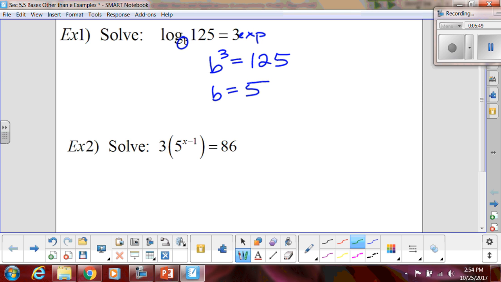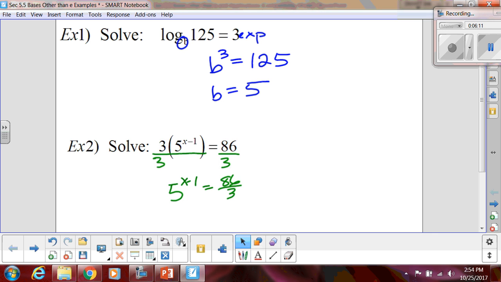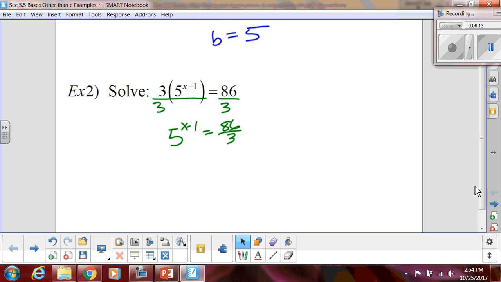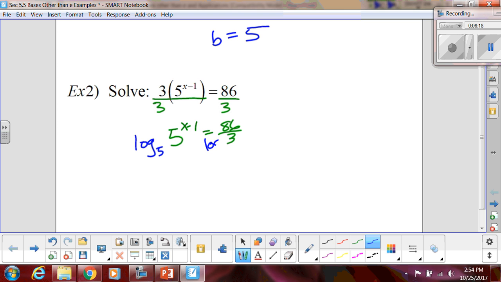All right, and then for example 2, if you want to try these on your own first, pause and then see how I do it, that's fine. Or you can just watch me do them. So we have to isolate the base first, so divide by 3. That would leave us with 5 to the x minus 1 power is equal to 86 thirds. Then we're going to take log base 5 on both sides. Remember, the log base 5 is going to cancel with the base 5 in the exponent form.